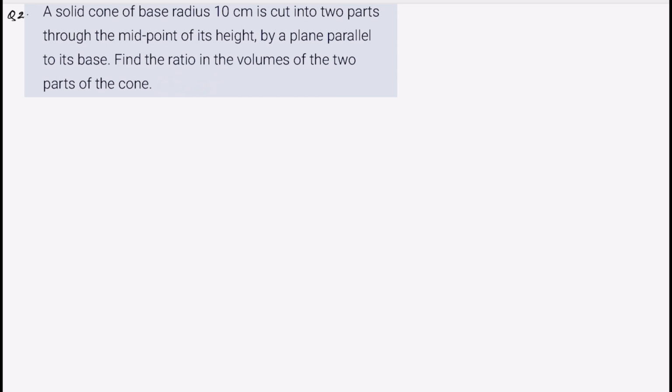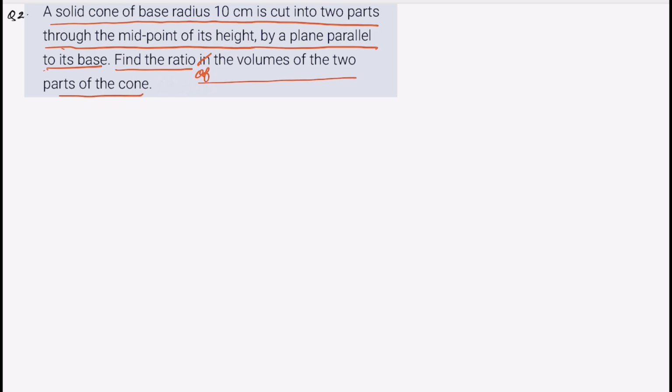Question number 2 says: a solid cone of base 10 centimeter is cut into two parts through the midpoint of its height by a plane parallel to its base. Find the ratio of the volumes of the two parts of the cone.